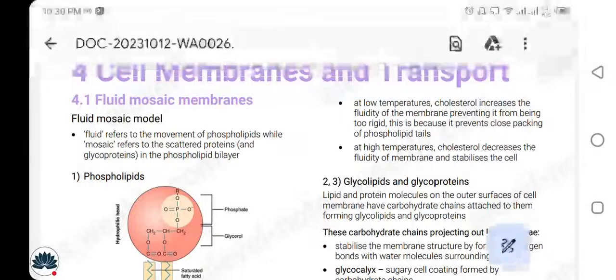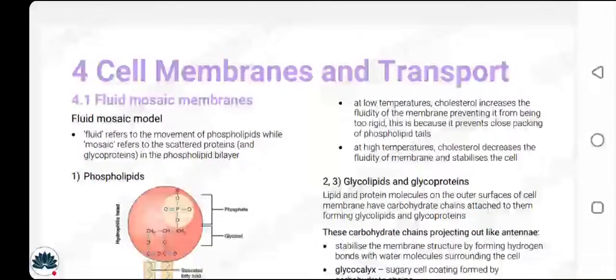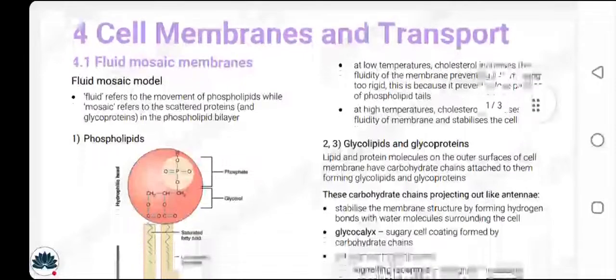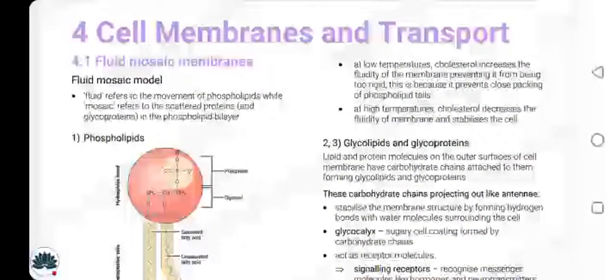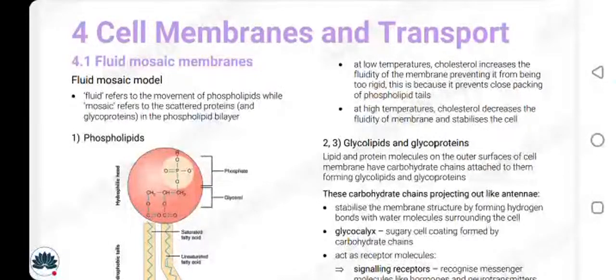Session of chapter number 4, which is cell membranes and transport. As this is chapter number 4 of your A-level AS Biology 9700 and 2022, we are starting from 4.1, fluid mosaic membranes.